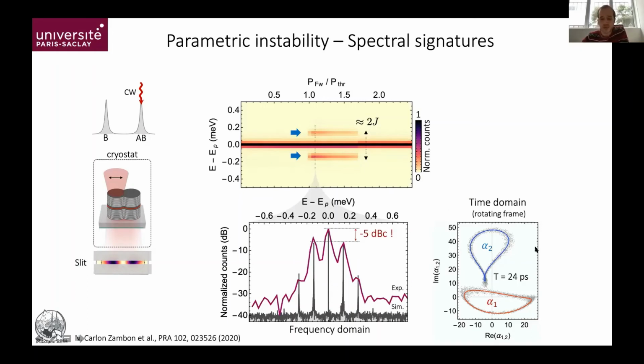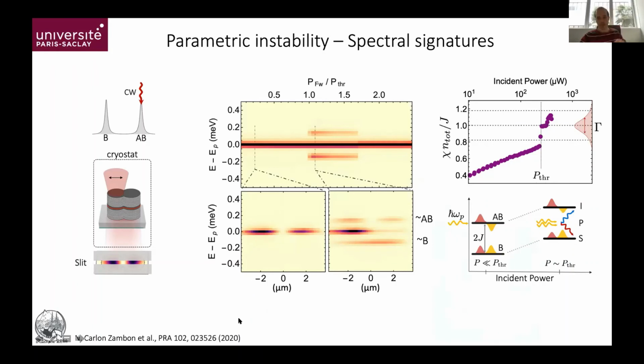For those who prefer to reason in the time domain, this frequency spectrum corresponds, in the frame rotating at the pump frequency, to the formation of limit cycles for the two intercavity fields with a typical period of 24 picoseconds.